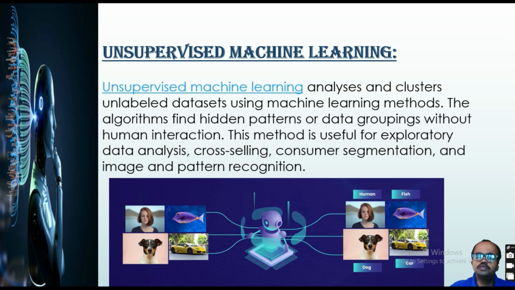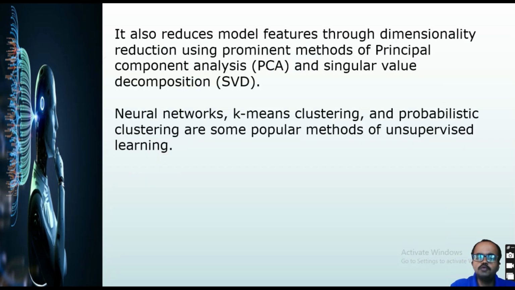Unsupervised machine learning uses unlabeled data sets. It is used to analyze and cluster the unlabeled data sets using machine learning methods. The algorithm finds hidden patterns or data groupings without human interaction. This method is useful for exploratory data analysis, cross-selling, consumer segmentation, and image and pattern recognition. Some of the popular methods of unsupervised learning are neural networks, k-means clustering, and probabilistic methods.